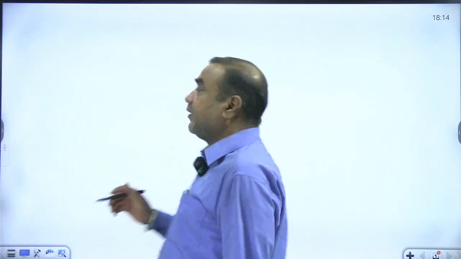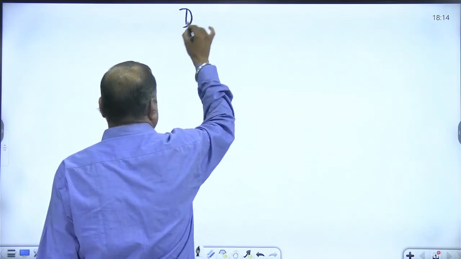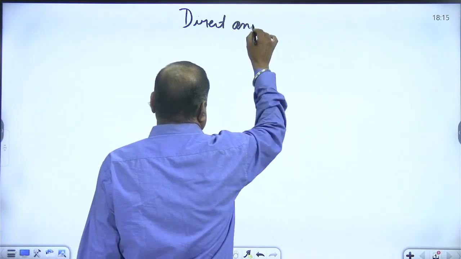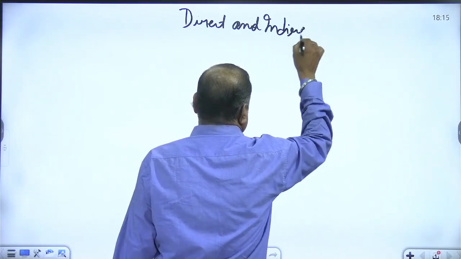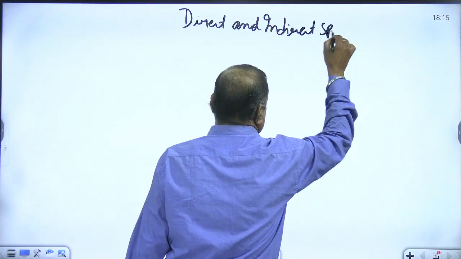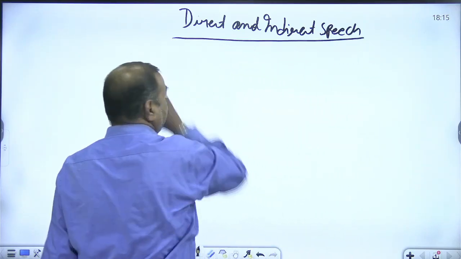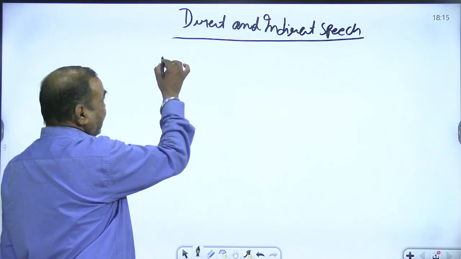So today we are going to study narration, direct and indirect speech, one of the most important topics of English language. Now let us see this sentence. Sentence को देखते हैं हम लोग.